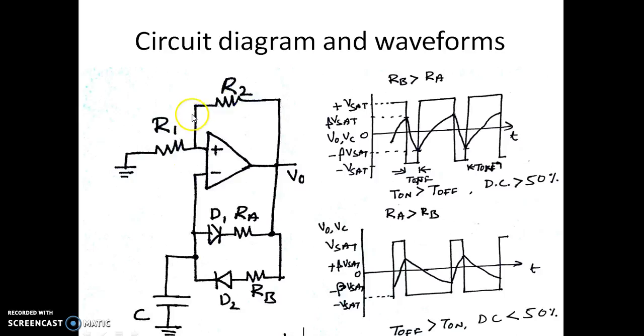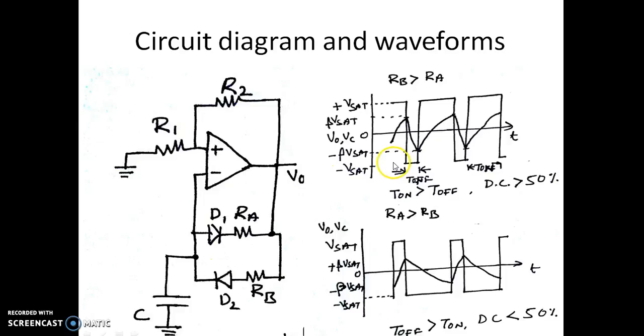This R1 R2 will provide the positive feedback, which is a part of your Schmitt trigger. This RA resistor will be on when the output voltage is at minus VSAT, whereas the RB resistor will be on when the output is at plus VSAT. This diode D2 will be on when V0 is at plus VSAT, and D1 will be on when V0 is at minus VSAT. So the capacitor charges to plus VSAT when the output voltage is plus VSAT, through RB.